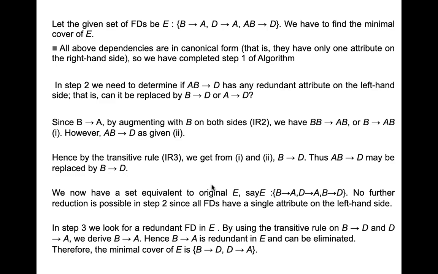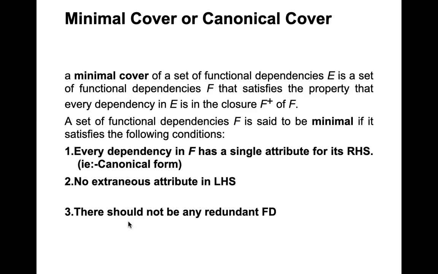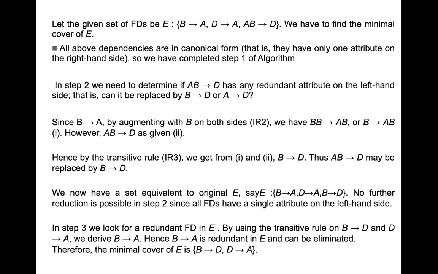So after the second step, the set of dependencies becomes B gives A, D gives A, and B gives D. That is, this third one is replaced by B gives D. So it has satisfied the second step. There is no extra attribute on the left hand side. Now the third step: there should not be any redundant functional dependency among the leftover functional dependencies. Mainly, redundancy arises from transitive dependencies, so in the third step you need to look whether any transitive dependency exists.